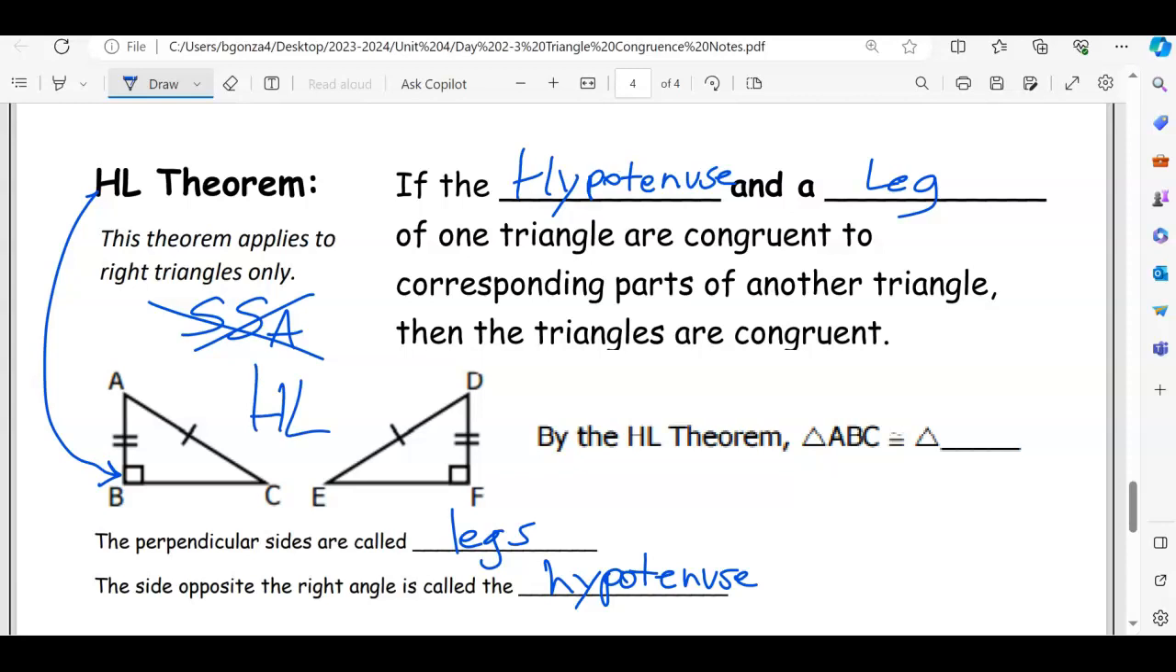Okay. So again, ASS only works for a right triangle. Don't put ASS, put HL. Okay. Now, not every right triangle is HL. Okay. And not every ASS is HL. So again, it has to be angle, side, side, and right. That's HL. So ABC matches what when you flip it over here? DFE. Okay.